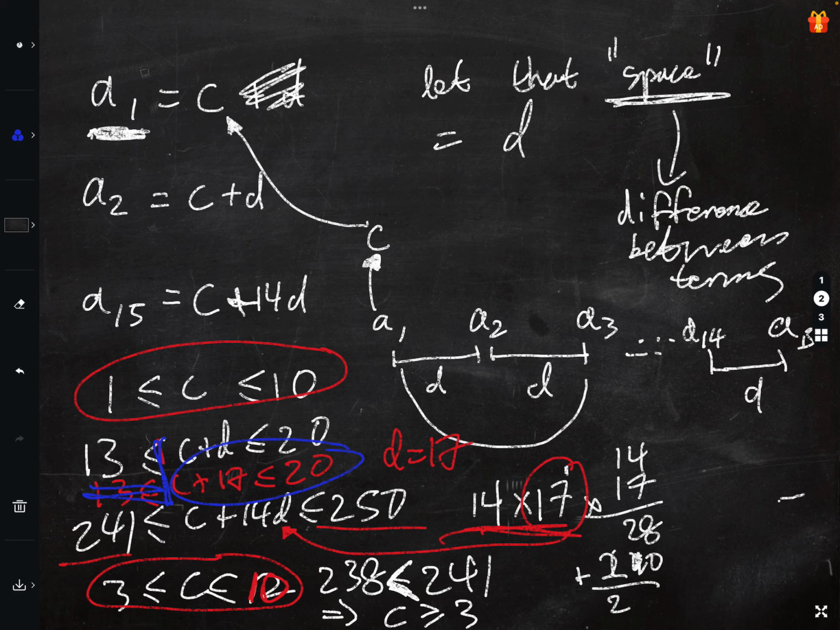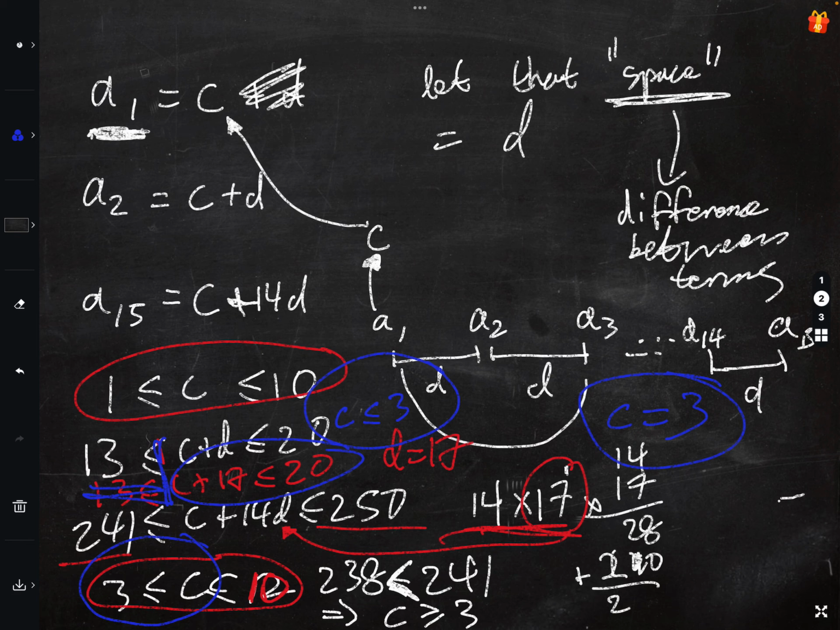We find that if we subtract 17 on both sides, C is lesser than or equal to 3. Wow. C is greater than or equal to 3. C is lesser than or equal to 3. Tell me, guys, what do we have? That's right. C is equal to 3.